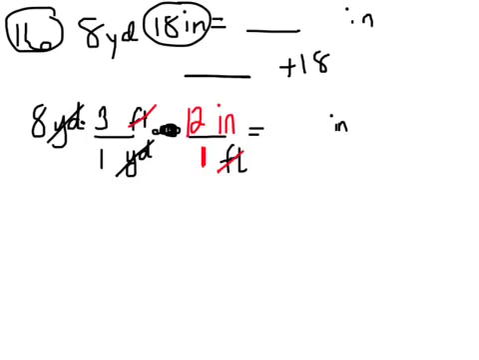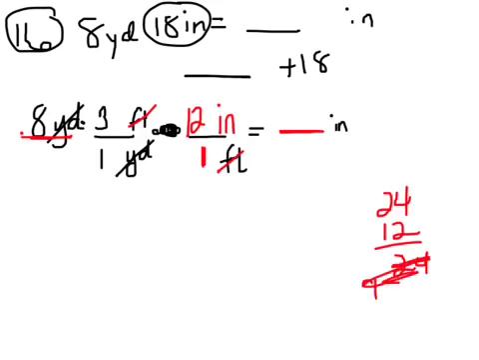8 times 3, if I just remember we're multiplying all these fractions, so to get the numerator of the answer, we're going to multiply across the top. 8 times 3 is 24, and 24 times 12. We did this one, I think, in class. No, I'm doing it wrong. 48, and then 24. It's 288, okay? So 8 yards is equal to 288 inches.